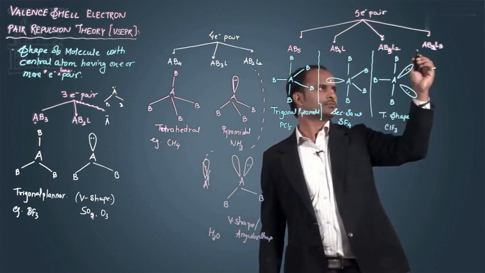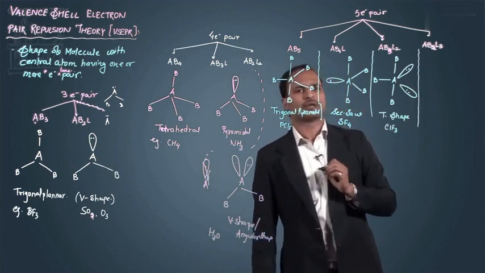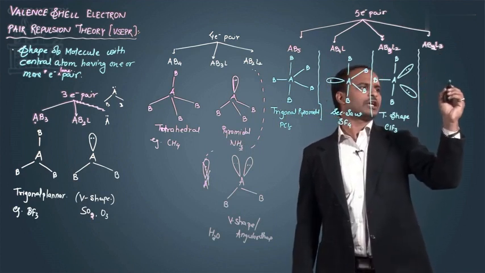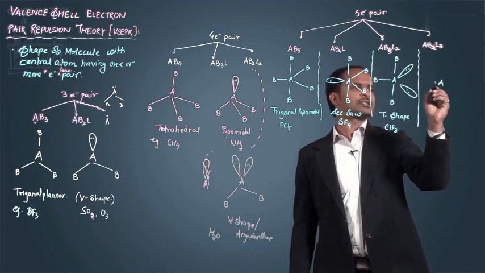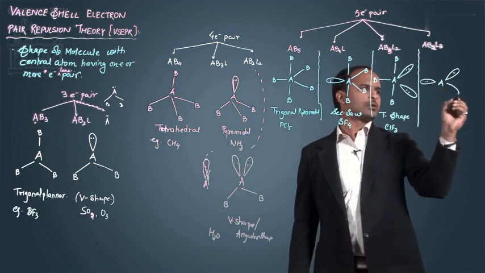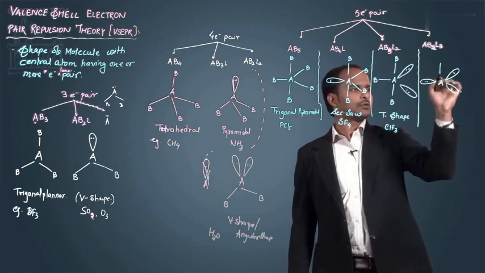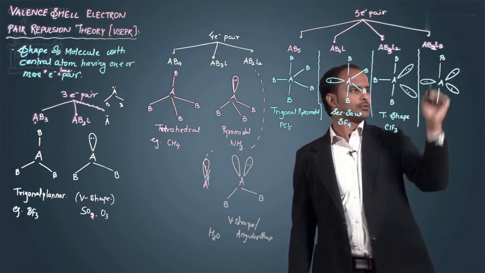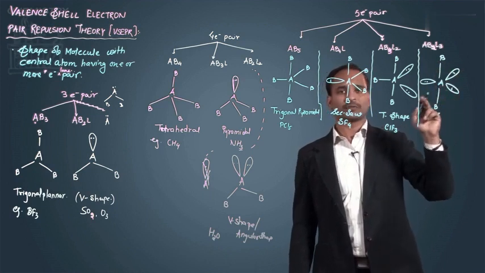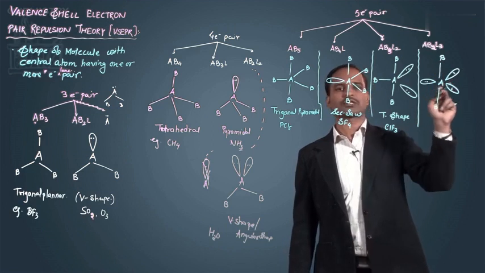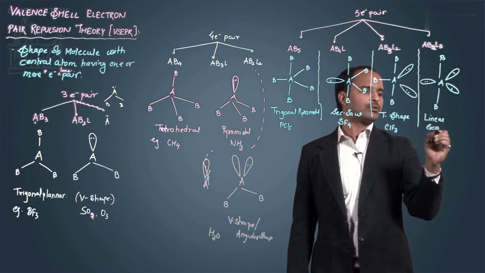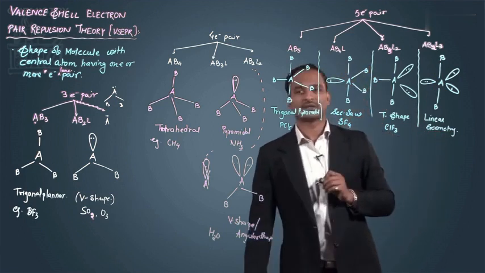Then AB2L3. AB2L3, that is where we have 3 lone pairs of electrons. So A at the center, these 3 lone pairs, 1, 2 and this is 3. So there are only two bonds, this bond and this bond. So ultimately this geometry is going to be, if someone asks me the bond angle, then the BAB bond angle is 180 degrees. And being 180 degrees, this is linear geometry.